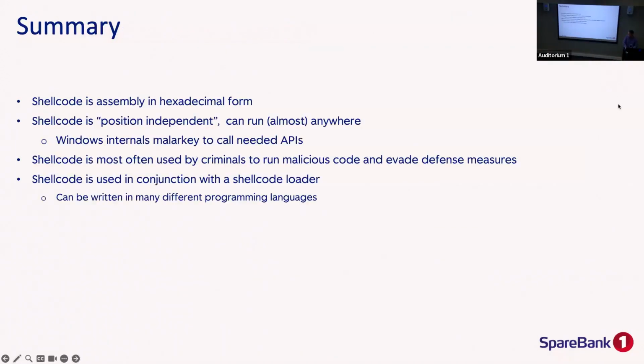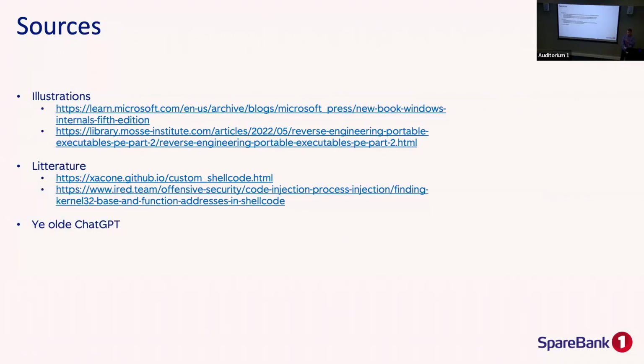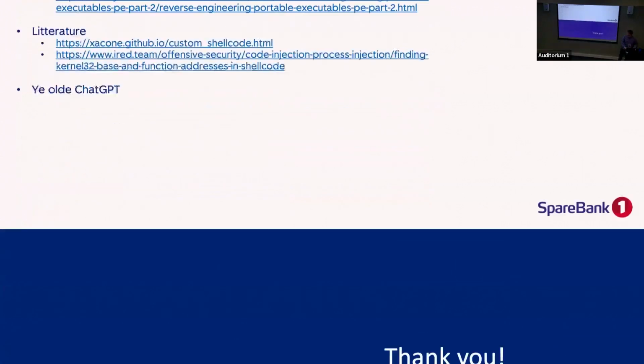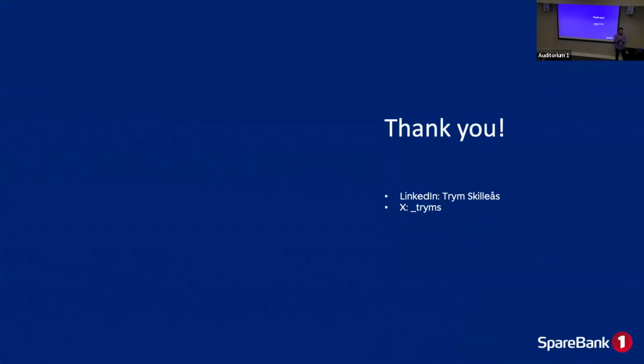So, a super quick summary. I know I'm out of time. Shellcode is assembled in hexadecimal form. It's position independent and can run almost anywhere. You can do some Windows internal malarkey to call the APIs you need. It's often used and loved, as is the title of this demonstration, by criminals to run malicious code and evade defense. And it's used in conjunction with a shellcode loader that can be written in your favorite programming language. These are some sources. Yeah, old ChatGPT, putting in work. Thank you for your time.